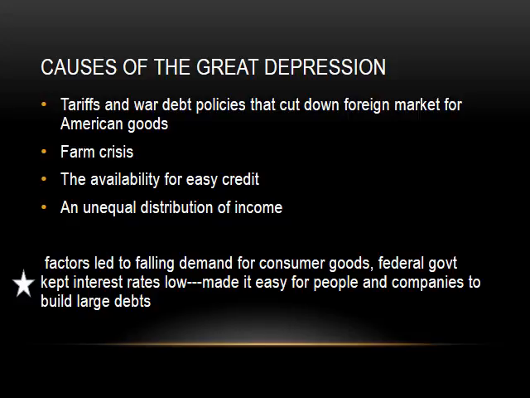Also, it became too easy for people to get credit. Think about all those installment plans that we discussed in the consumer economy worksheet. Anyone could have a credit plan or buy on margin, and it was very easy to build up debt. Another cause is an unequal distribution of income. So you had very rich people and very poor people as well. All these factors led to falling demand for consumer goods, and the federal government kept the interest rates of loans low. This made it easy for people and companies to build large debts.